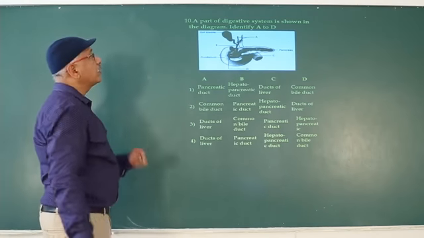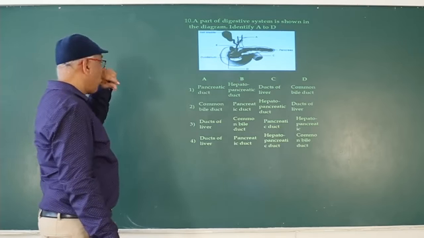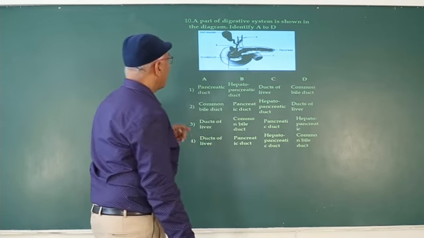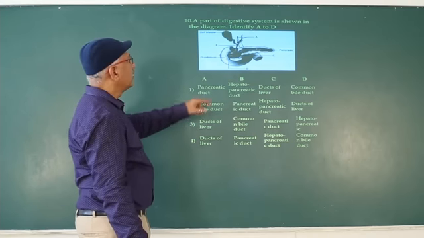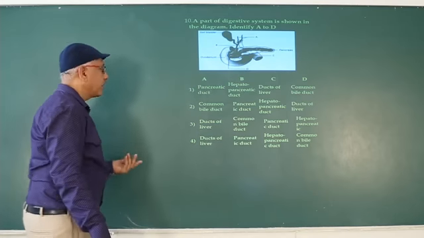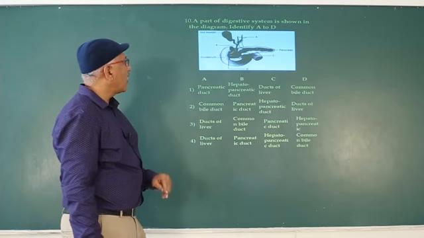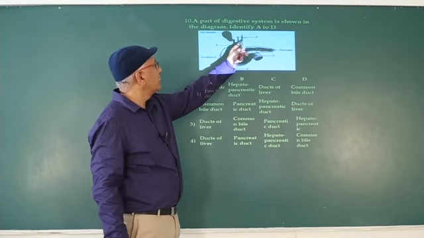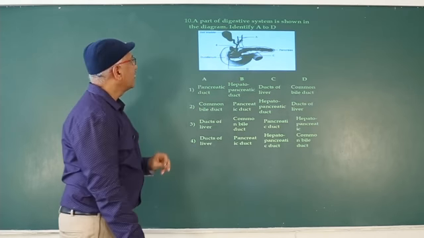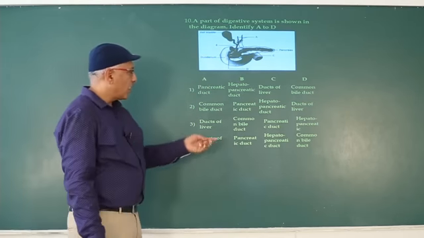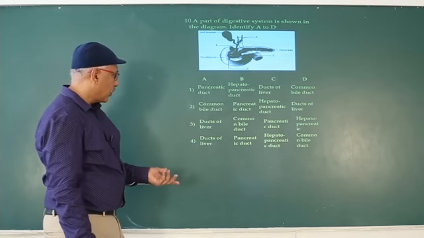10. A part of the digestive system is shown in the diagram. Identify A to D. A is the hepatic ducts, the ducts of the liver. There is one hepatic duct and another hepatic duct. So B is the common bile duct. The two hepatic ducts unite to form the common hepatic duct, which unites with the cystic duct. As a result, the common bile duct is formed. So B is also correct: duct of liver and common bile duct.